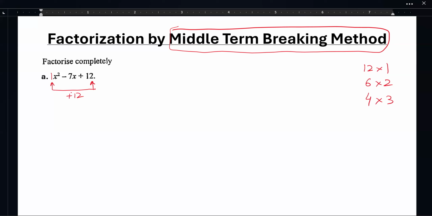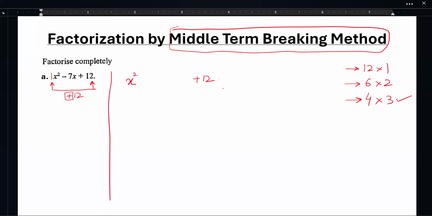Okay, can you see that the product is positive? Positive means you must add. So which pair should I add and get 7? If I add 12 and 1, it gives me 13. If I add 6 and 2, I'll get 8. If I add 4 and 3, I'll get 7. It means this pair is workable for me. Now, how can I write the middle term? Look at this. Remember, I'm just breaking the middle term. Therefore, the first term and the last term will remain the same.